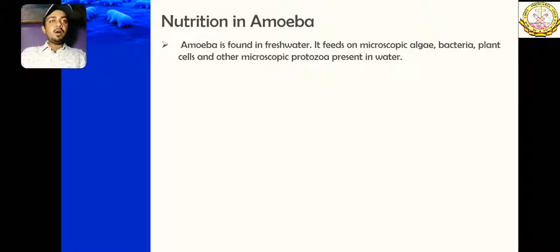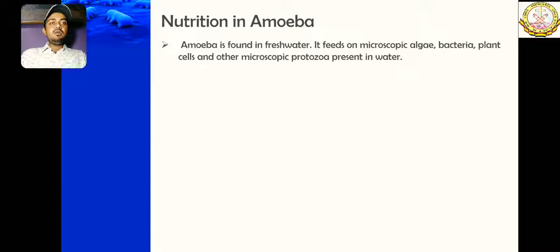It feeds on microscopic algae, bacteria, plant cells, and other microscopic protozoa present in water. Everything which is basically smaller than amoeba, it eats, and which is organic, which is something living or something from living organisms. It cannot eat rocks and soil. It eats organic cells which are smaller than amoeba.